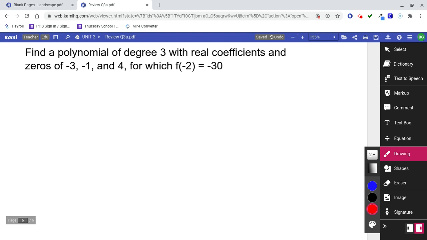Find a polynomial of degree 3 with real coefficients and zeros of negative 3, negative 1, and 4, for which f of negative 2 equals negative 30. Most people that mess this up forget to touch this information. I see a lot of people that know how to start it. If you've got a 0 of negative 3, that comes from a factor of x plus 3. Your 0 of negative 1 came from x plus 1, and your 0 of 4 came from x minus 4.